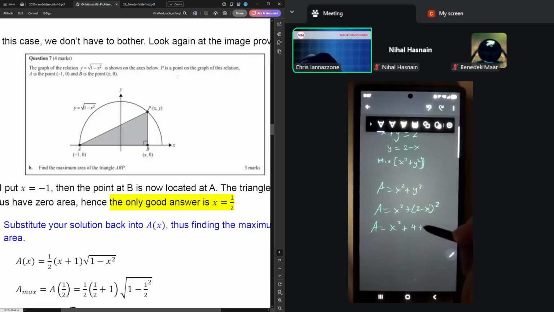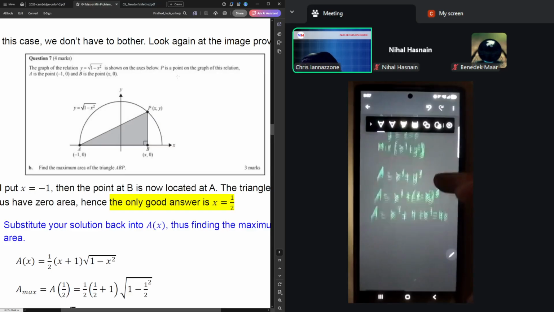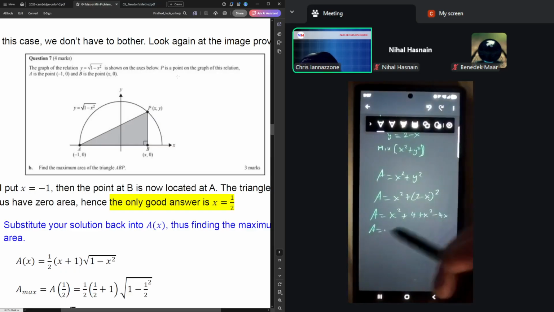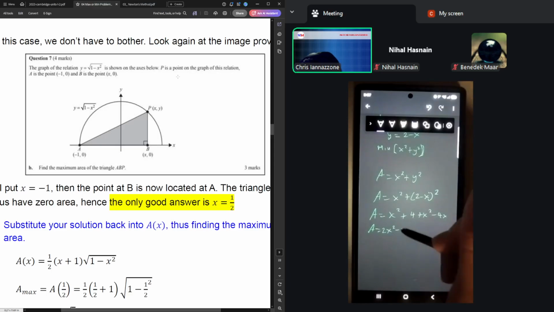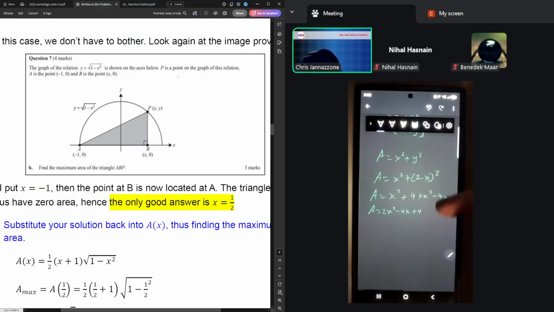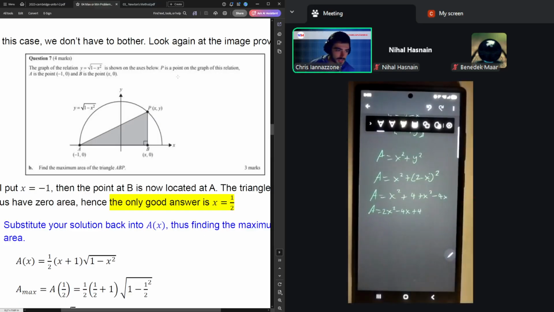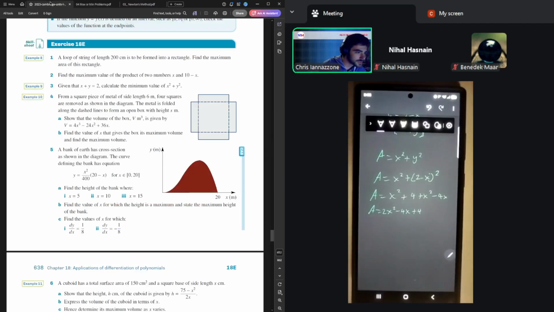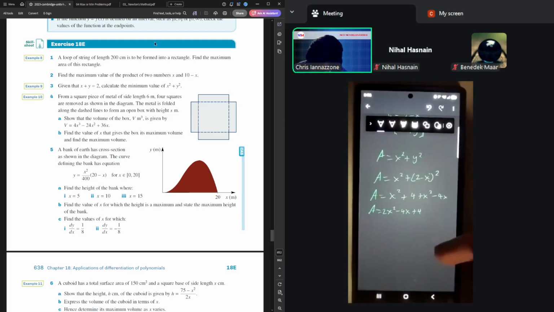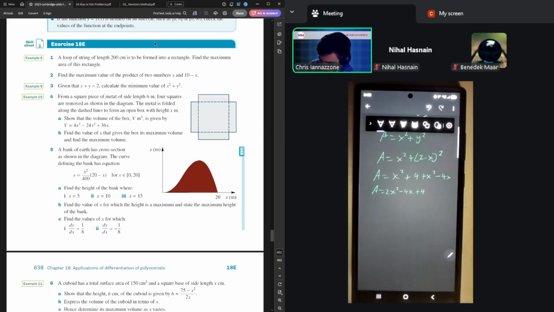2 squared gets you 4, negative x makes x squared, and that's going to be minus 4x in total. And from there, 2x squared minus 4x plus 4, fully expanded out. We now have our updated formula that we're trying to minimize. So we're trying to minimize this function.